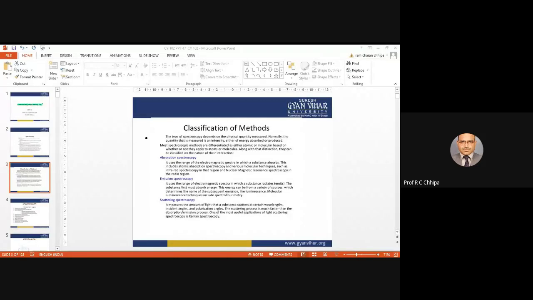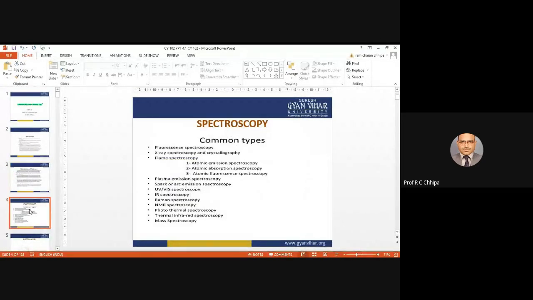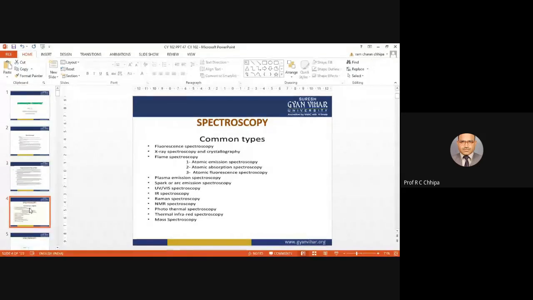How they collide with each other. There is the scattering phenomena also there. Okay, so we have three different types. Now, later, the fluorescence spectroscopy already discussed, X-ray spectroscopy and crystallography.